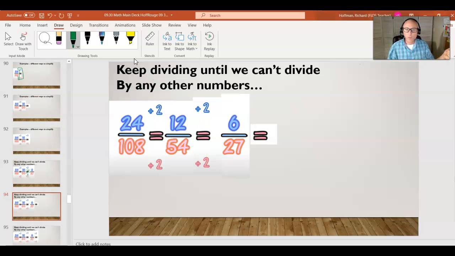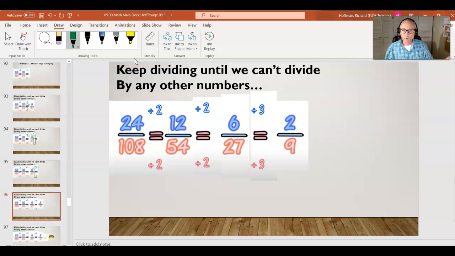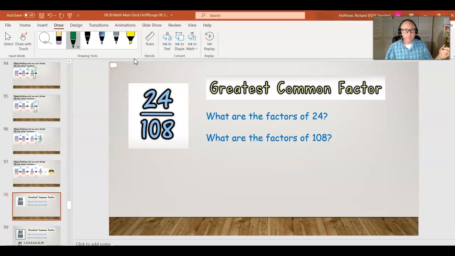Can we do it again? No, not by 2 though. We can still divide by 1, but what form of 1 are we going to use this time? It can't be a 2. What's the next number? You guessed it, 3. Same thing as dividing by 1, which gives us the equivalent fraction of 2/9. It's equivalent, but it's in lower terms. 2 is less than 6, 9 is less than 27.